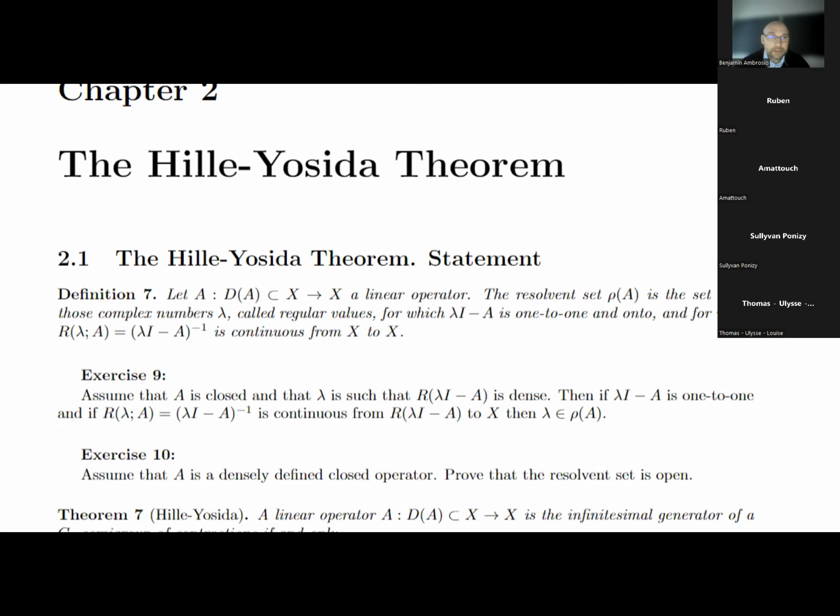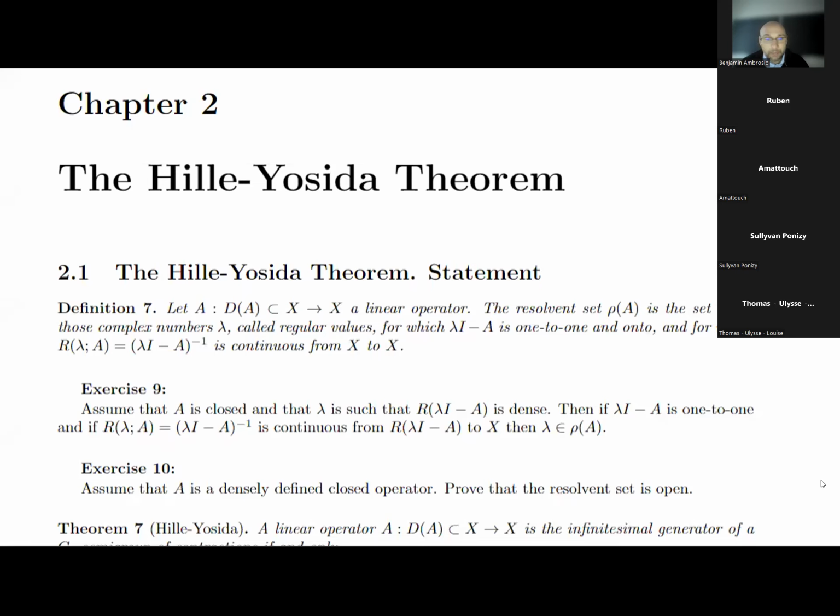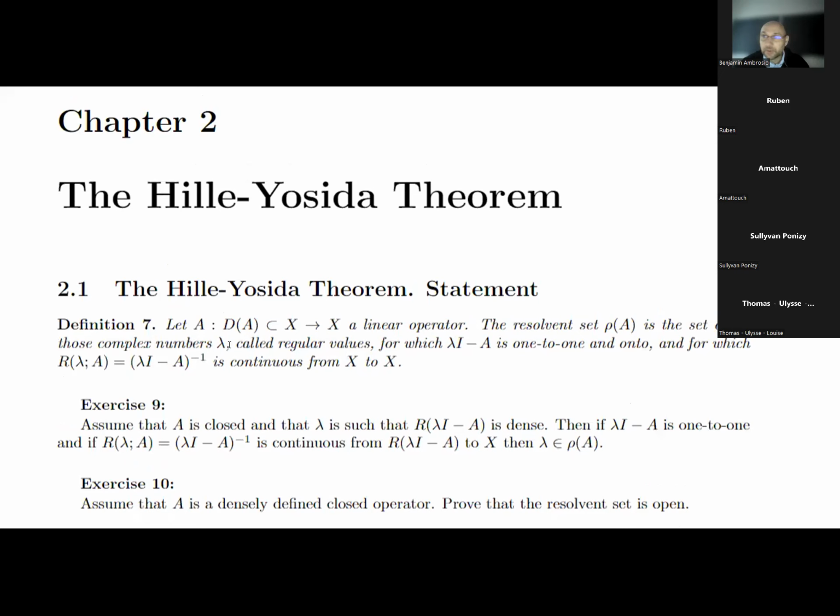Also, you have this exercise. These are suggestions. I'm not going to correct those, but it's a good exercise to think about and try to solve. If A is densely defined and closed, then the resolvent set is an open set. All right. So why do I say that? Because to state the Yoshida theorem, you need the resolvent set. That's why I need this definition here.